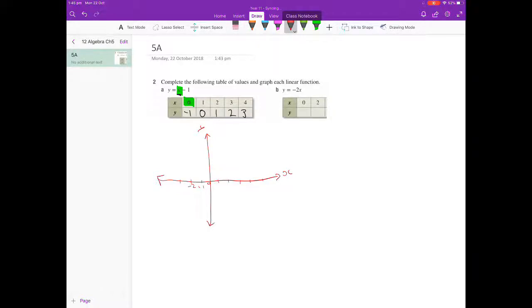It makes everything look a little more even, and when you plot the points, it will guarantee that you end up with a straight line, which is of course what you should end up with because we're talking about linear functions.